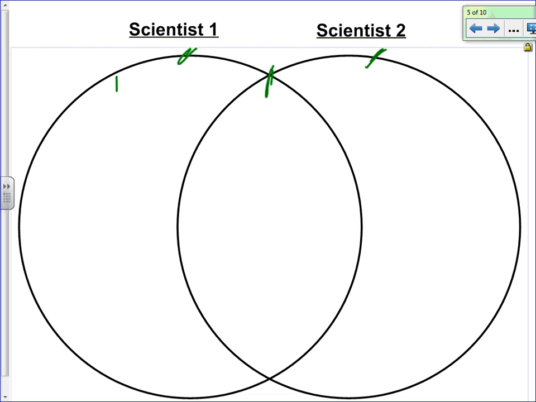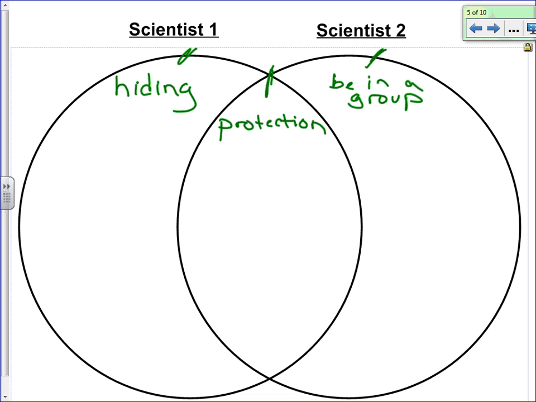Hiding. Good. Just one. Anywhere. Yeah, you can put them anywhere. We want to be in a group. Good. Other ones. For both, it could be protection. Good. In the end, they're both about protection. Nice. Good.